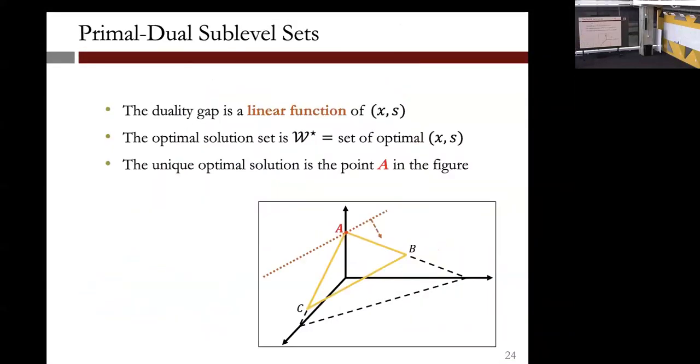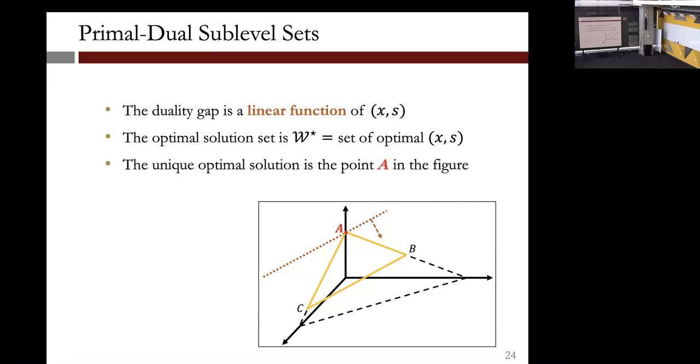Based on that, I can talk about primal-dual sublevel sets. My duality gap will be a linear function of X and S. The optimal solution set, W star, is going to be the set of optimums.